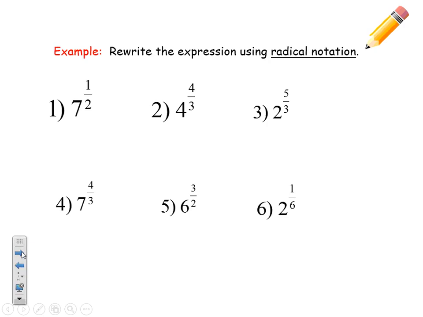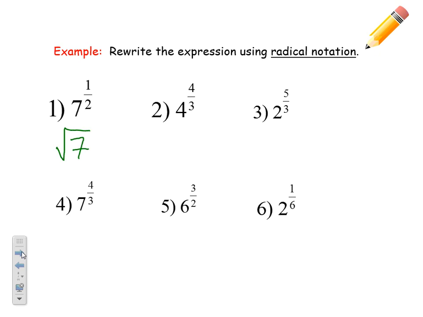All right, now here we're going to rewrite these expressions using radical notation. So for this first one, number 1, by the way, make sure you get all these examples in your notes, please. This first one, we're just going to the 1/2 power, so that's just going to be the square root. So I'm just going to rewrite this as the square root of 7.